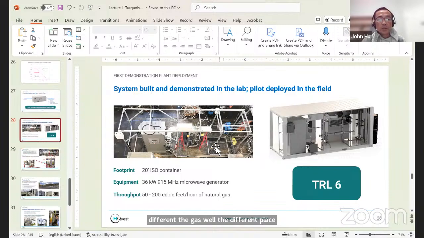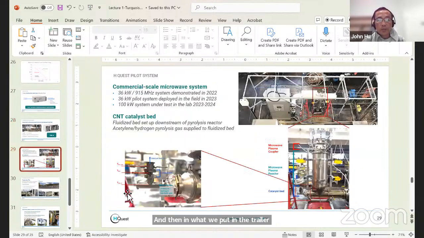And then what we put in the trailer today is this big. I don't know if you can see the size, how tall the reactor is. This reactor actually just fits in here. Did you see that? The reactor fits in the trailer. It's taller than a human being. It's a methane pyrolysis, microwave-driven pyrolysis reactor. We put it in a trailer and drive it to the field.